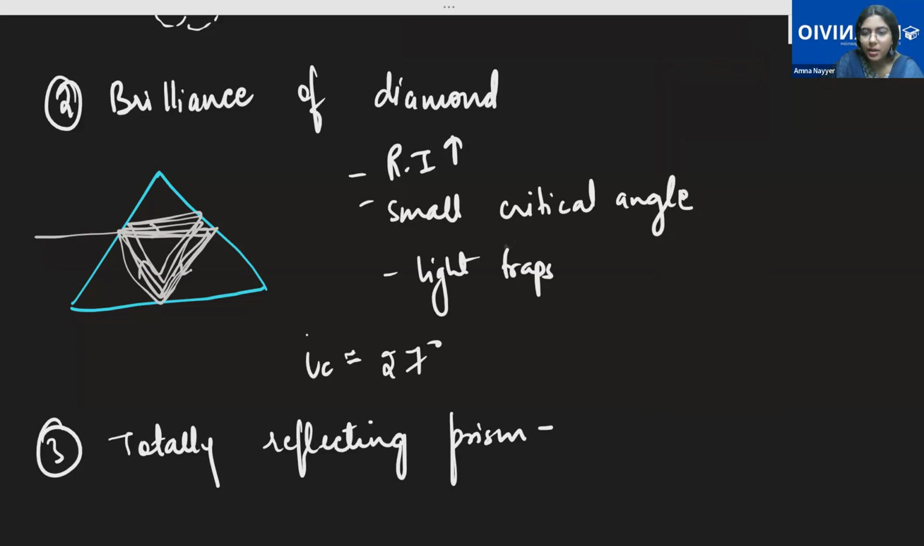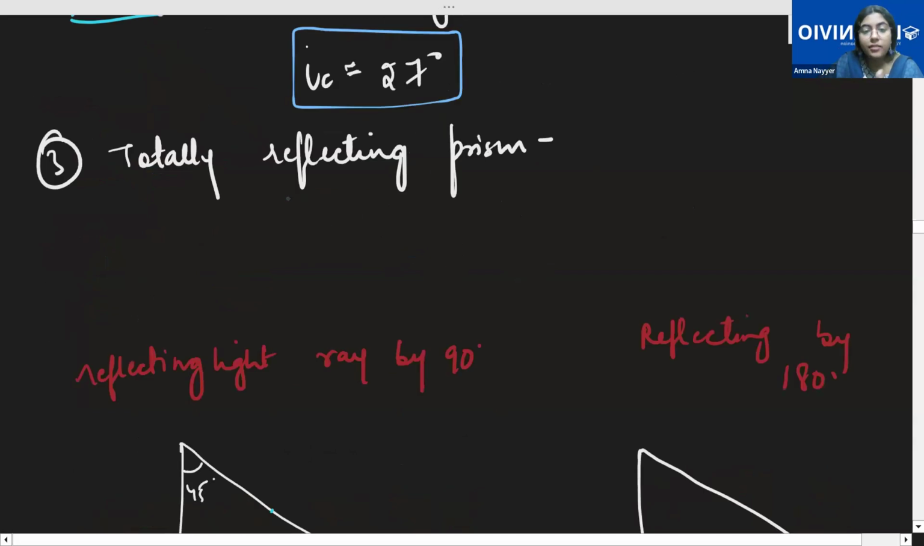What is meant by the brilliance of a diamond when the diamond is shown? The value of the critical angle here is 27 degrees, which is a very small value of critical angle. 27 degrees is easily achievable, and it is almost 27 degrees, meaning this is not a fixed value for diamonds. So we say light is trapped because the refractive index is high. That's why it appears as if the light is just rotating inside a small piece of diamond. Then coming to the totally reflecting prisms.